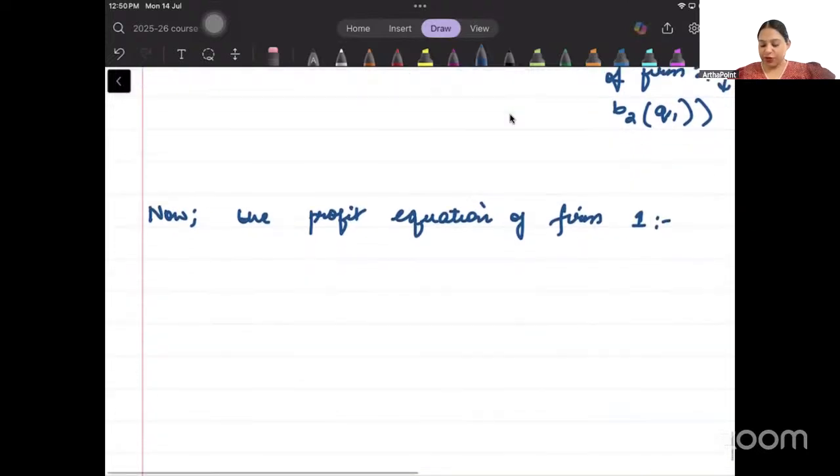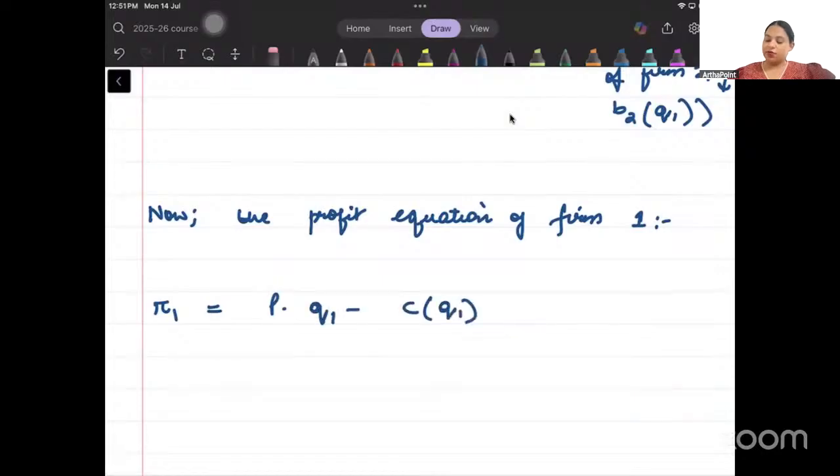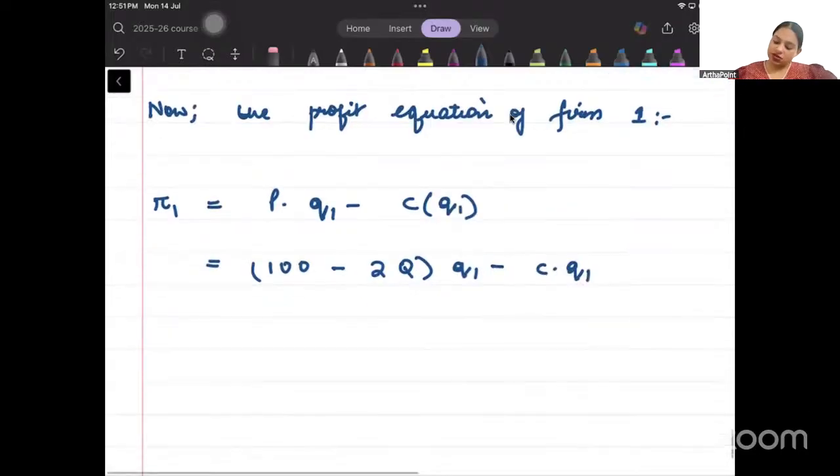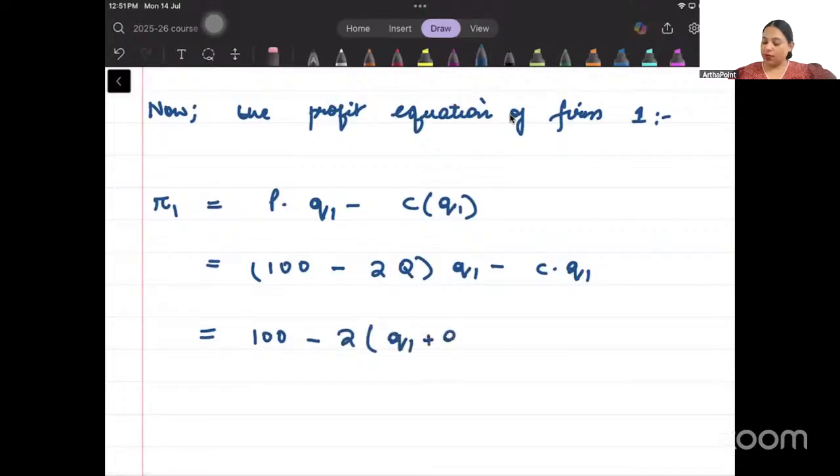Now you write the profit equation of firm 1, beta. It is price into quantity minus cost function of firm 1. So price will be 100 minus 2 capital Q into Q1 minus small c into Q1. Okay, 100 minus 2, and instead of capital Q, I can write Q1 plus Q2, into Q1 minus C Q1.